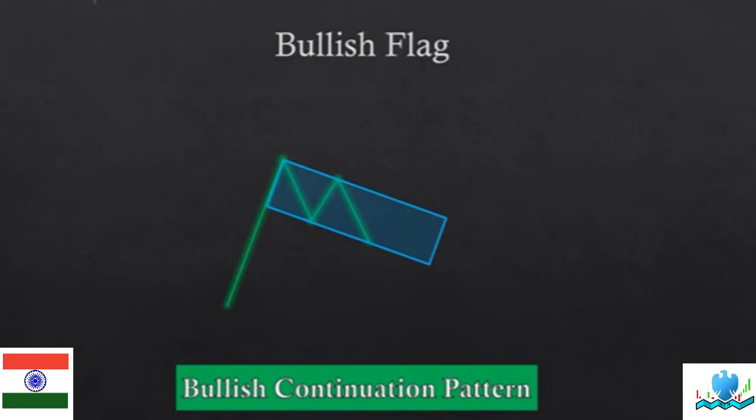The confirmation for the bullish flag happens when price breaks above the upper downsloping line, and then retraces back to it to test it as support.